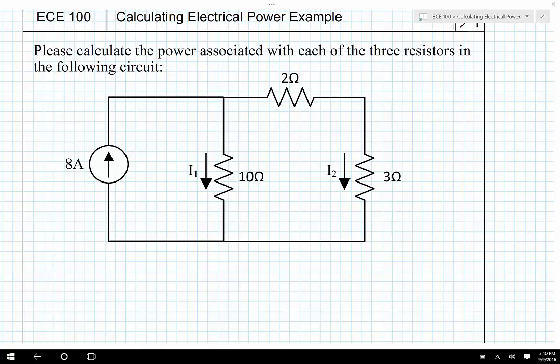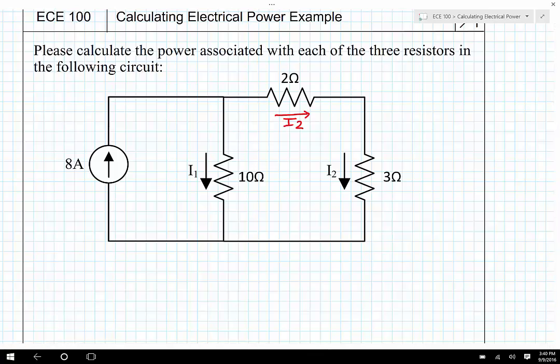So our job in this example is to calculate the power associated with each of the three resistors. Now obviously in order to calculate the power, we're going to need to calculate the voltage, we're going to need to calculate the current. The currents, happily, are already labeled in the circuit. So we have I1 flowing downward, we have I2 flowing downward, but that also means, of course, that I2 is flowing to the right through this 2 ohm resistor. So there's really only two currents that we're going to need to calculate.